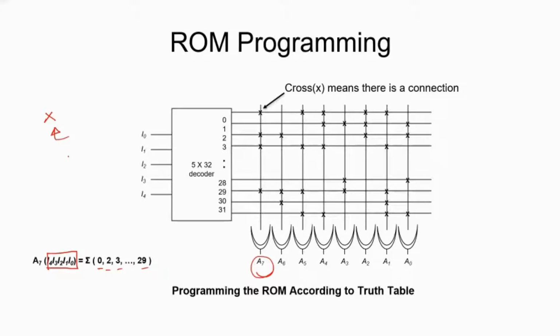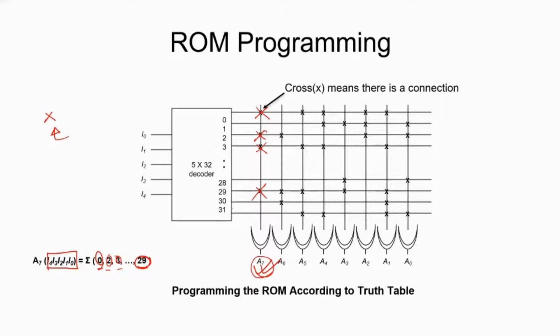By putting a cross, I mean there is a connection. Okay, so see how it is done. At 0, 2, 3, this is the A7. Try to understand. At 0, I have put a cross. At 2, I have put a cross. At 3, I have put a cross, and I need a cross at 29. Okay, so this is how, and the rest of them are left blank. You can see that blank means there is no connection.